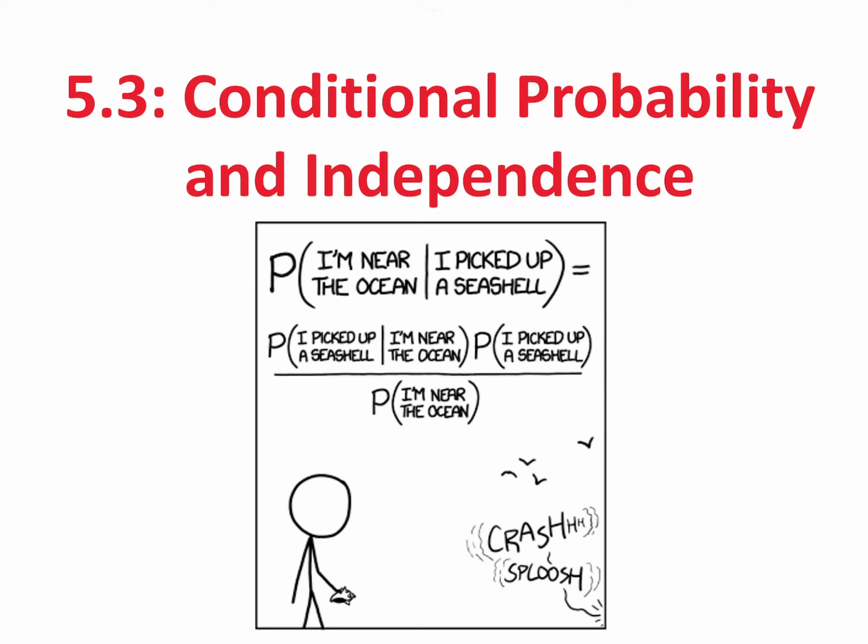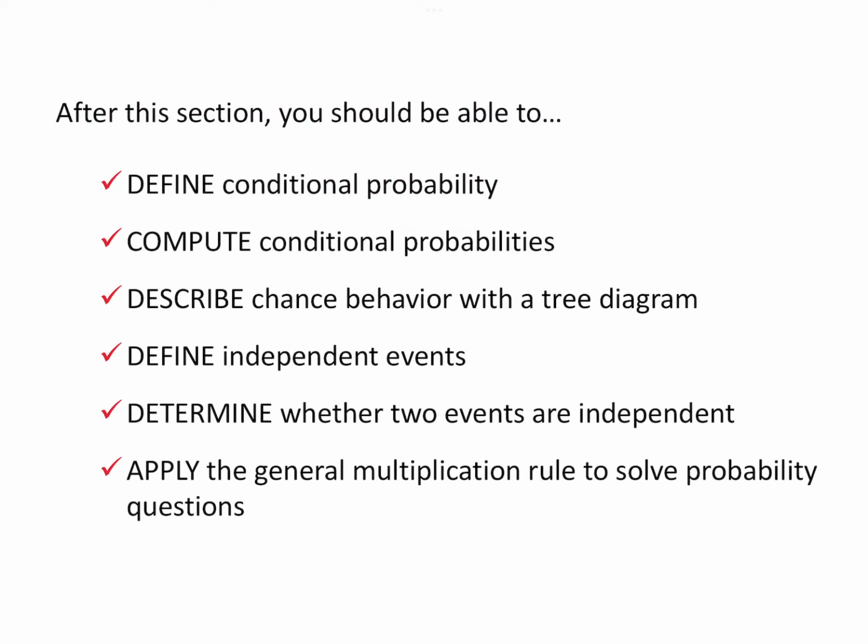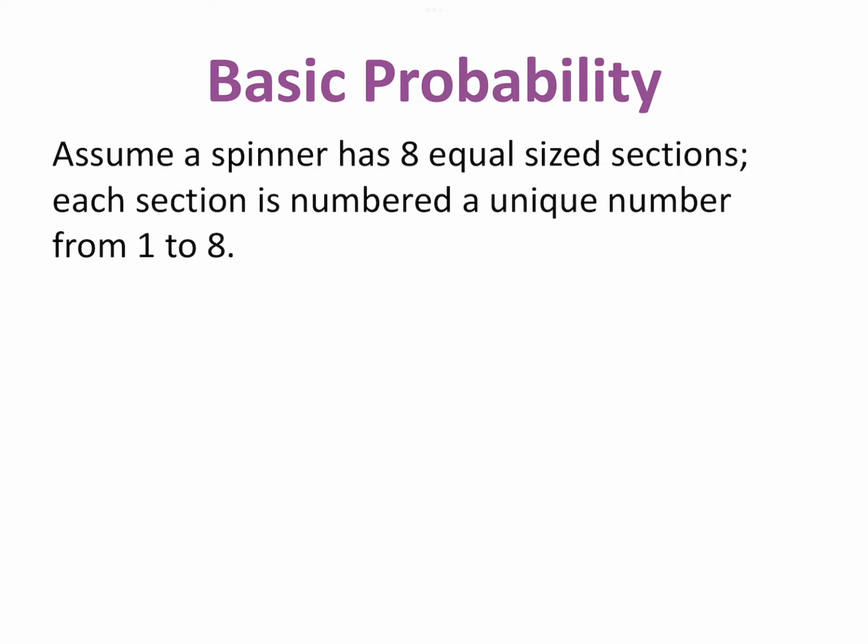Okay, today we are going to start looking at section 5.3, which is conditional probability and independence. We started looking at probability with two-way tables last class, so we're going to do some more of that today with our two-way table stuff. So first I want to start just with some basic probability.